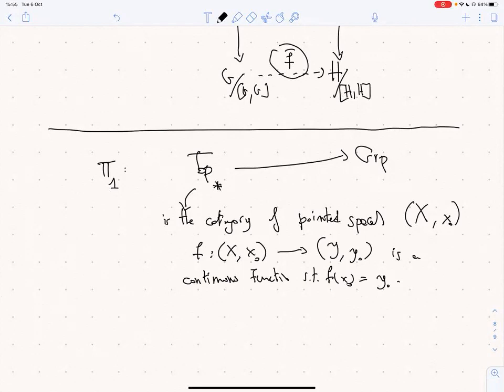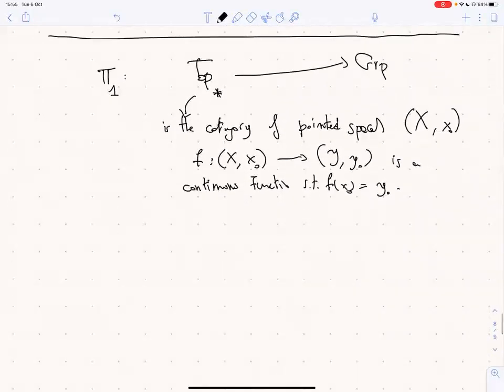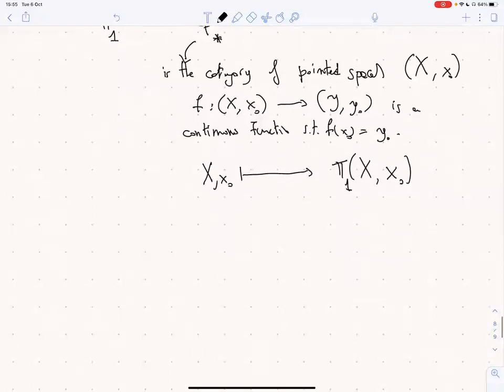Good, so this is my notion of Top star, which is my category of pointed spaces. And then what's the functor pi1? It sends a space (X, x0) to the pi1 of X with base x0. This construction is extremely well known to topologists. To people that are not topologists, it's a bit long to define pi1, so I will not comment on it. And then it sends f to the class of f.